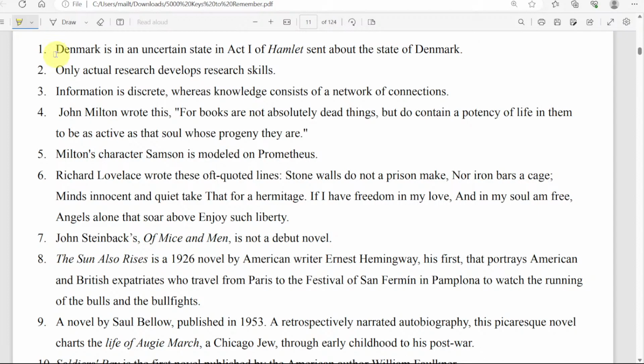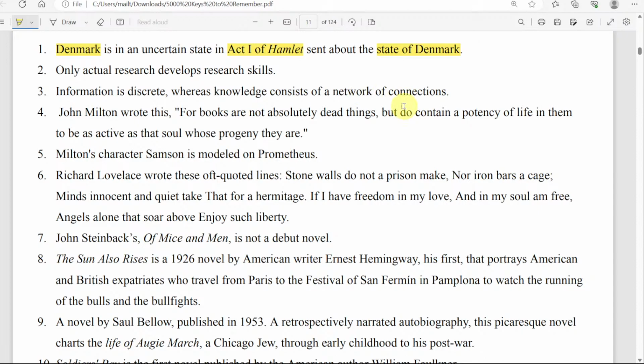So here, remember, Denmark is in an uncertain state. Where was it mentioned? It was mentioned in Act 1 of Hamlet. So Denmark is in an uncertain state in Act 1 of Hamlet: something is rotten in the state of Denmark. Only actual research develops research skills. And information is discrete, whereas knowledge consists of a network of connections.